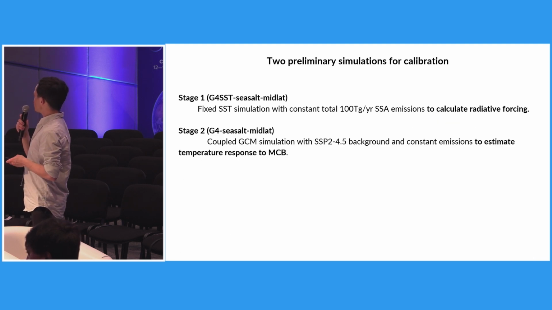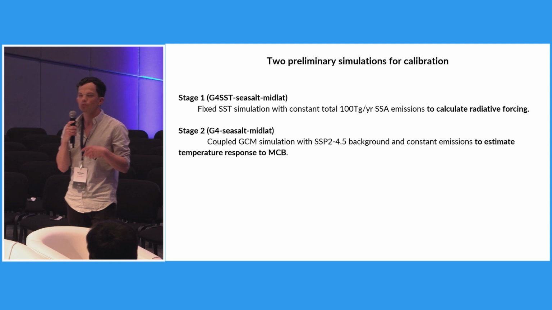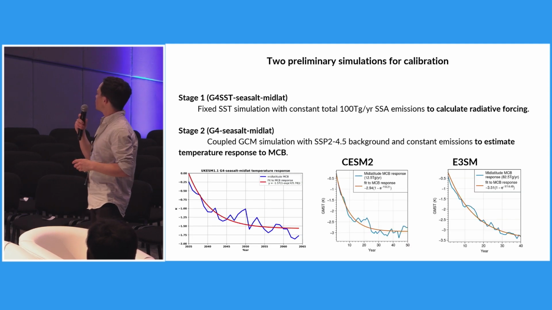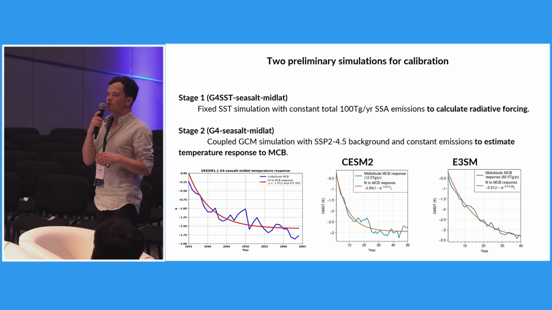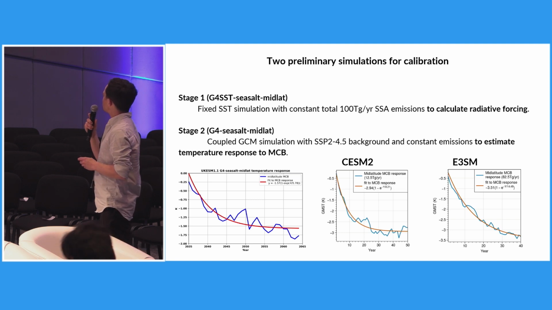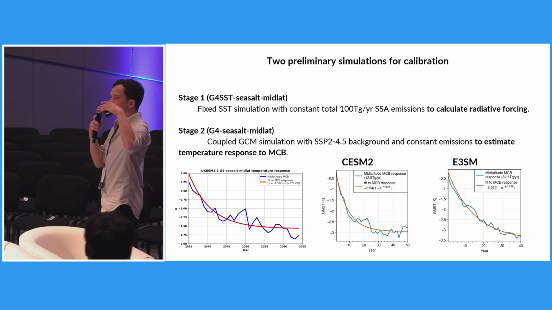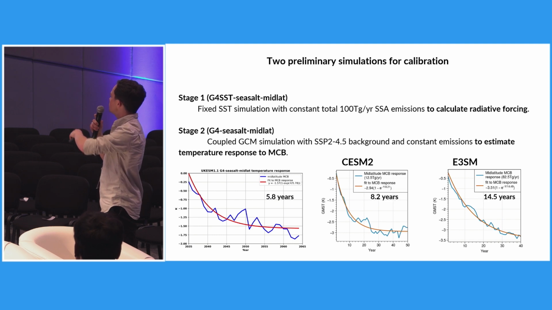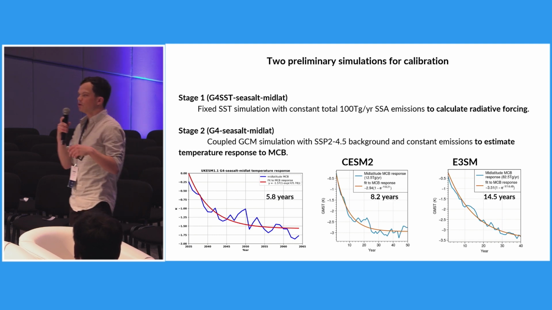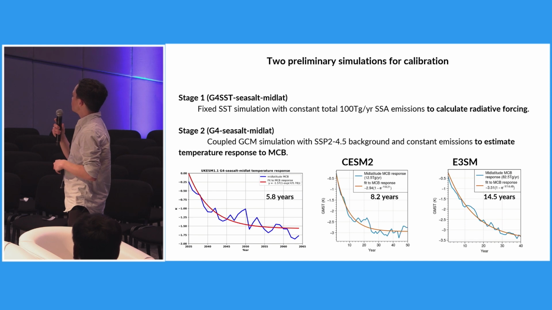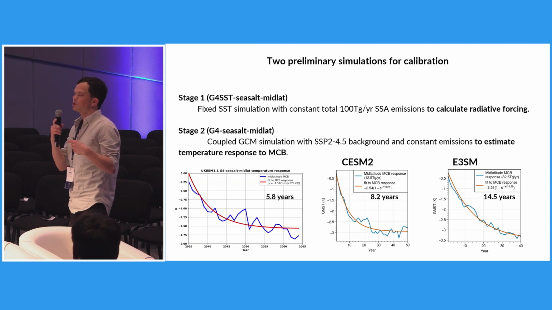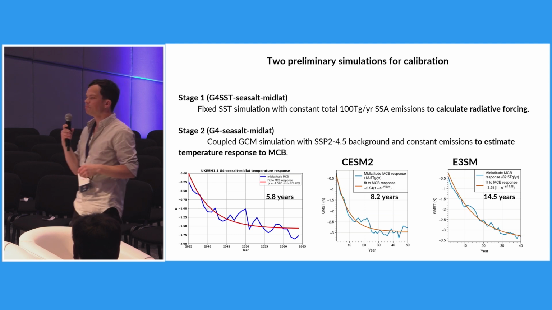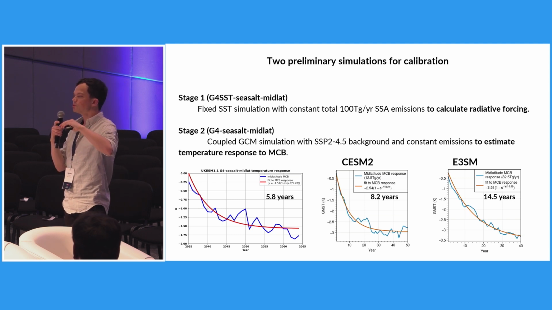Anyway, so stage 2 is a coupled GCM simulation where we just do that constant emission for like 30 or 40 years, and that gives you the global temperature response for each of the models. So you see it doesn't cool the planet straight away. There's a sort of a lag time. And so you can fit a curve through this temperature response. And you can then figure out the e-folding time. So basically, after each of these numbers of years, you get about half of the temperature response after those years.